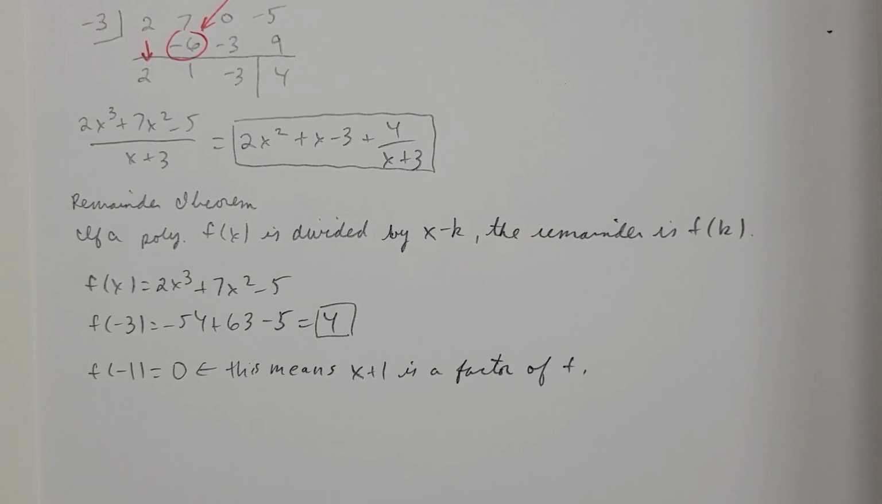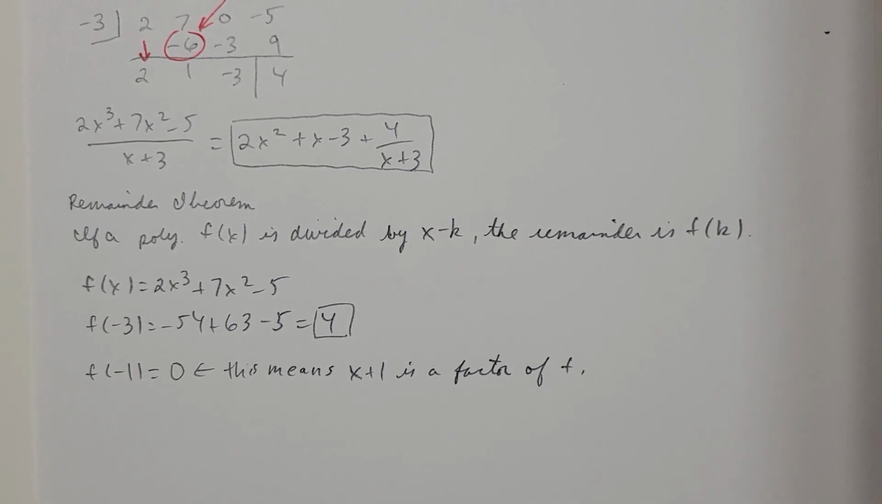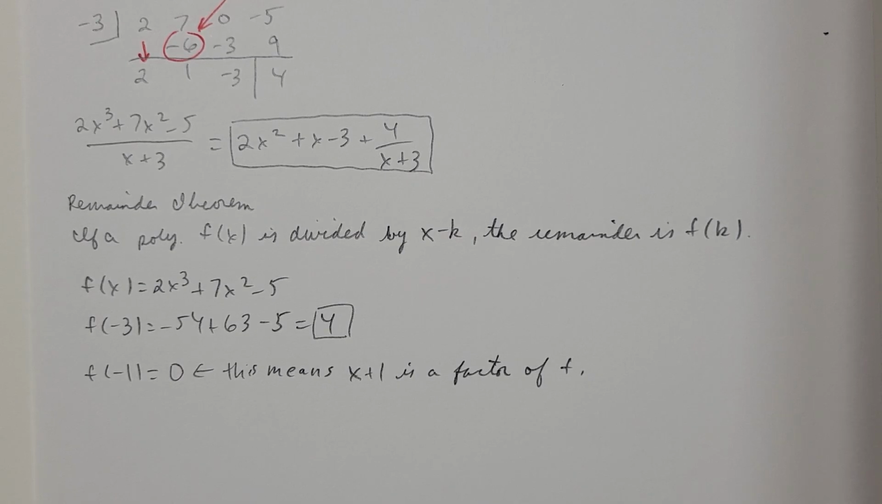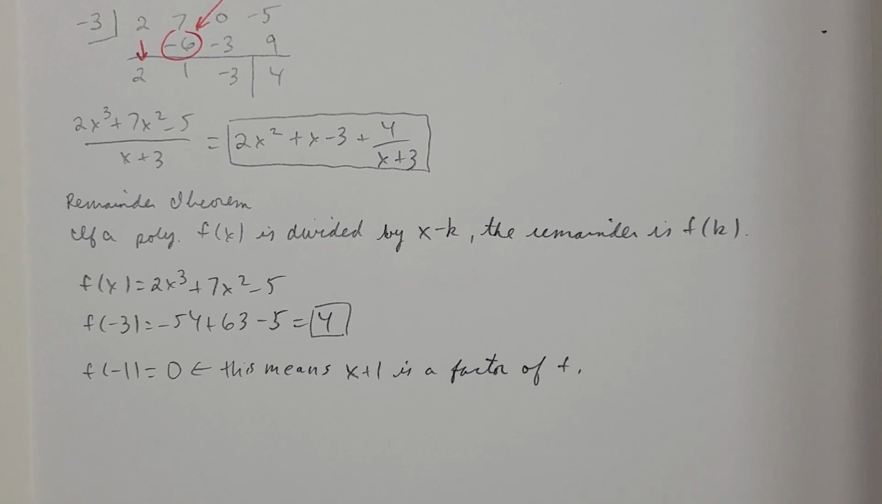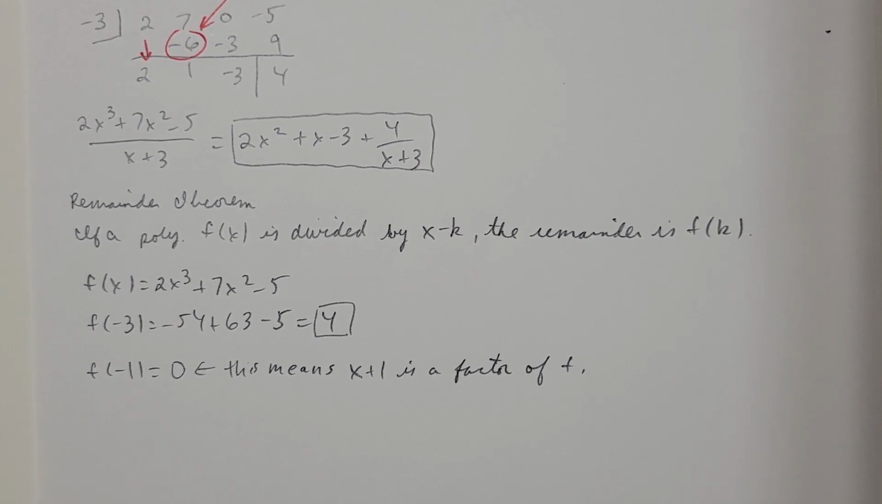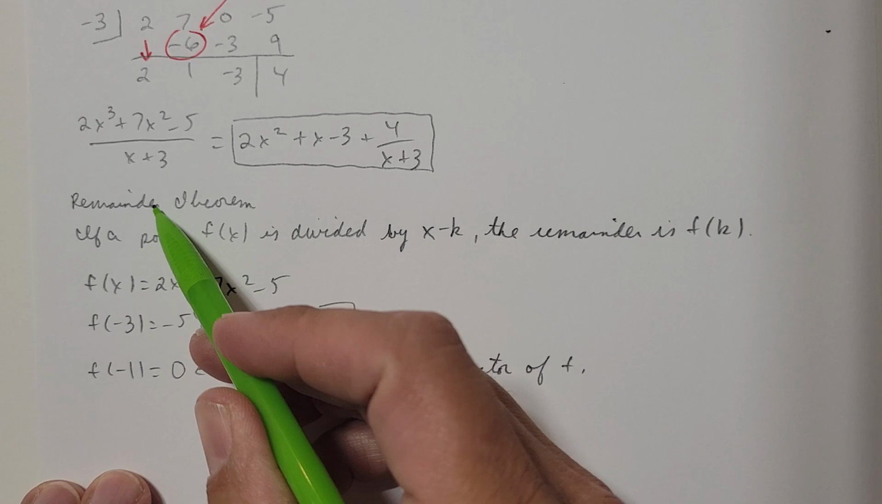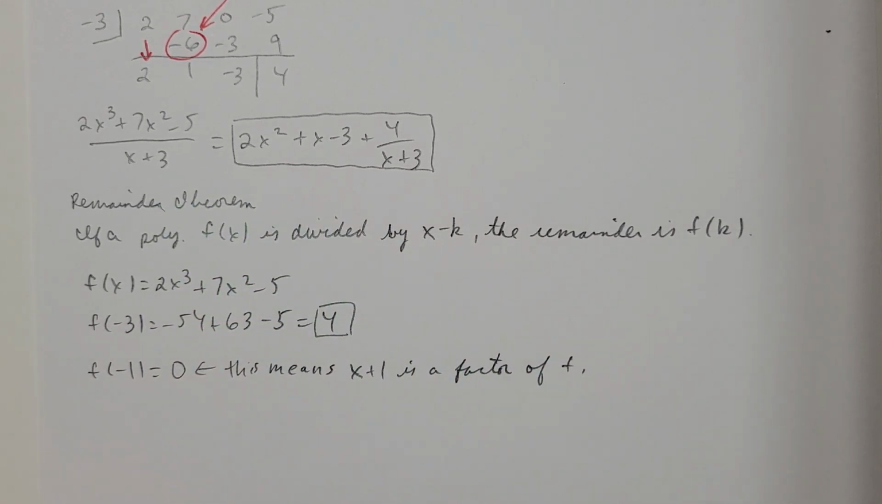Okay, we'll finish up section 3.4 in this section. So right now we're on the remainder theorem. And the remainder theorem says that if a polynomial f of x is divided by x minus k, then the remainder is f of k.